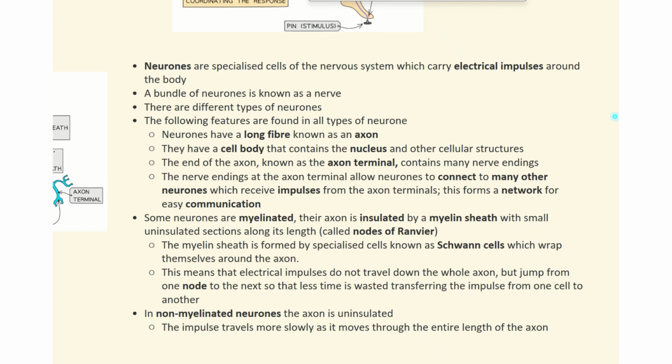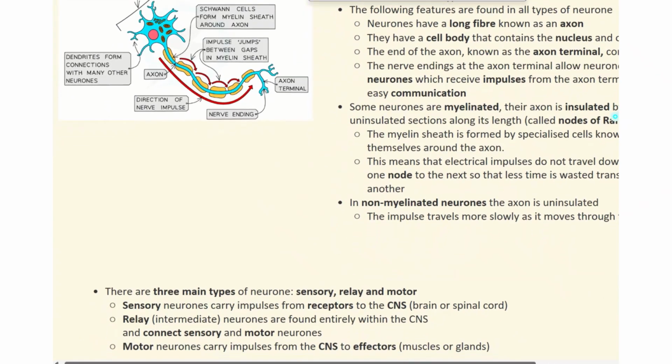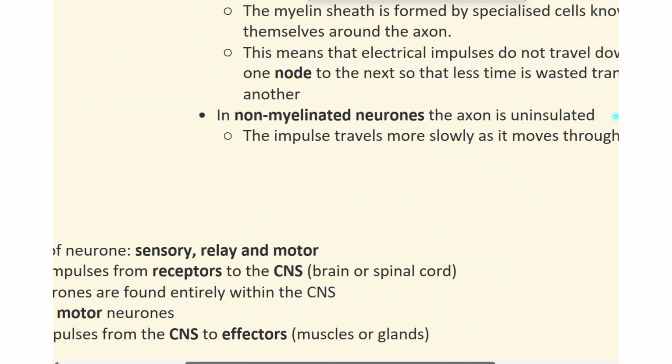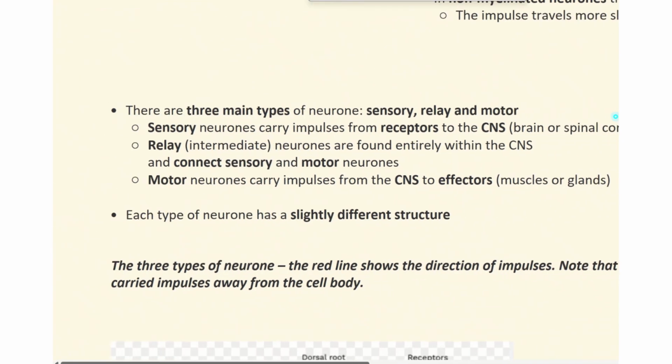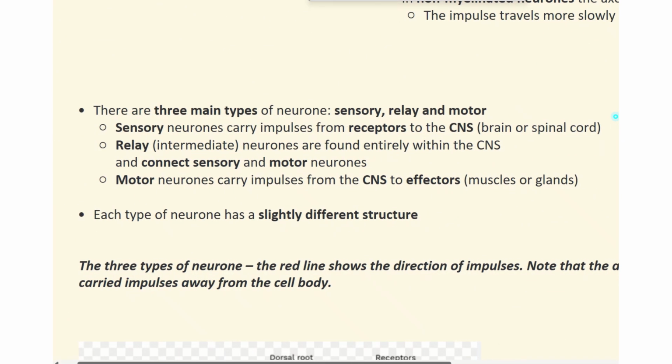Okay, so now let's look at how there are similarities and differences between our three types of neuron. We know that we've got sensory, relay, and motor. We know that sensory takes impulses in, relay is in the middle, and motor takes impulses out from the CNS.